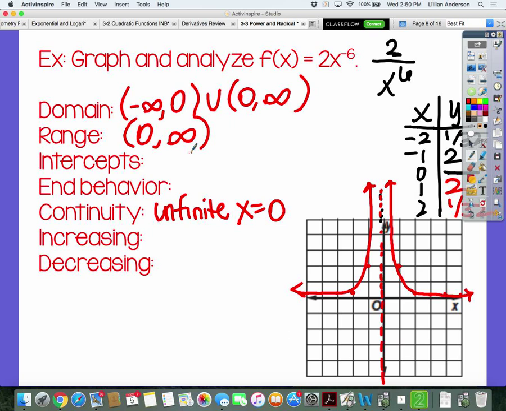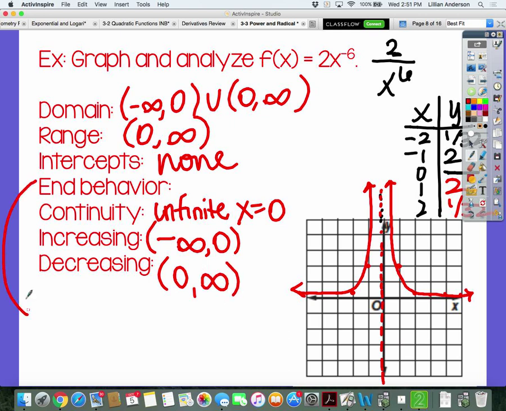Do we have any intercepts? No. None, because it doesn't even cross the y-axis nor does it cross the x-axis. We come back to end behavior. Is it increasing? Yes, from negative infinity to 0. Remember, when we read from left to right, we're trying to figure out when this graph is going up. And here, it's going up from negative infinity to 0. But after 0, it's going to be what? Decreasing. 0 to infinity. Now our end behavior, we can go ahead and set it up.